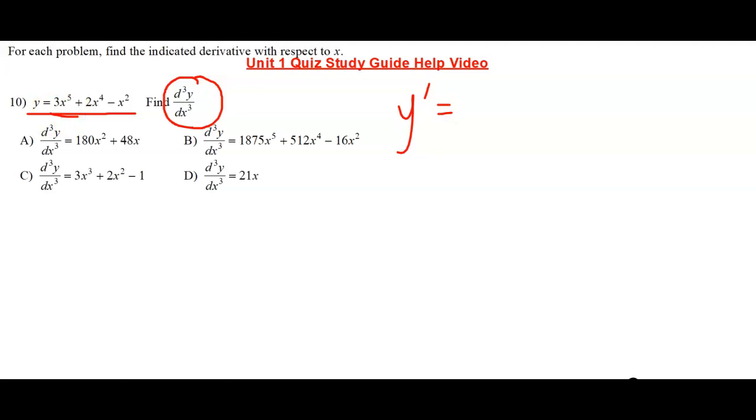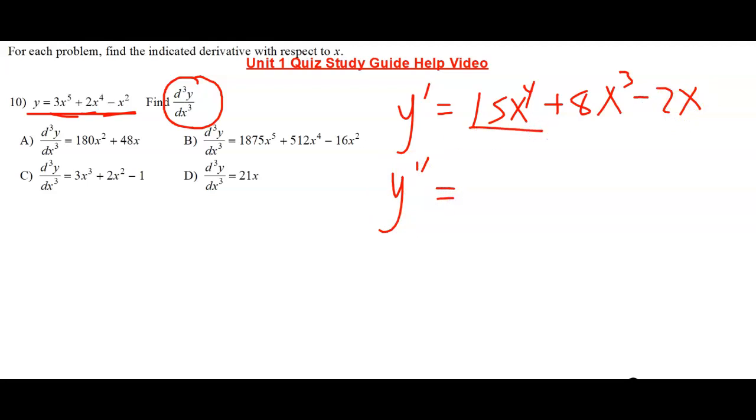Derivative of 3x to the 5th would be 15x to the 4th. The derivative of 2x to the 4th would be 8x cubed, and the derivative of x squared would be 2x. There's my first derivative. Now we need to find the second derivative. So the derivative of that is going to be 60x cubed plus the derivative of that is going to be 24x squared, and the derivative of that is going to be minus 2.